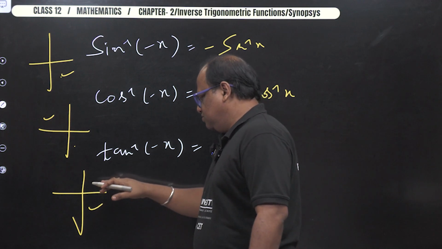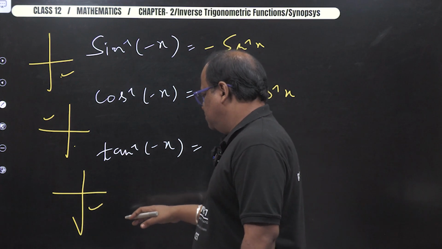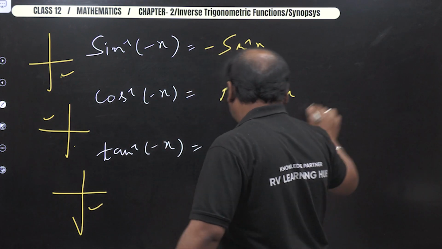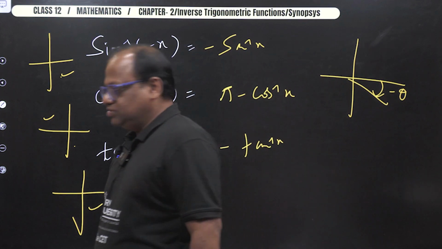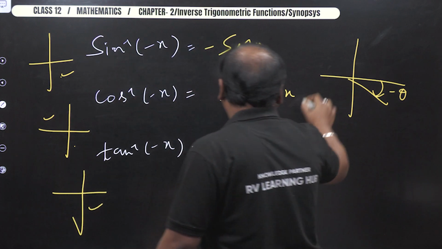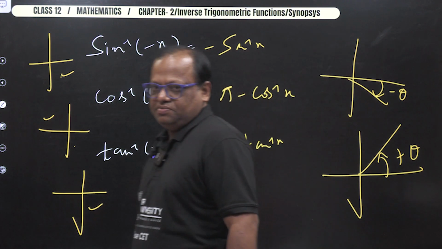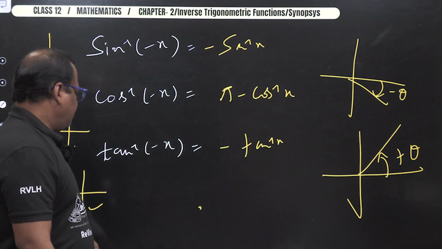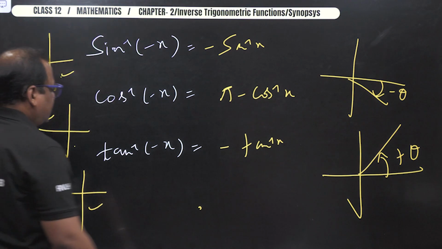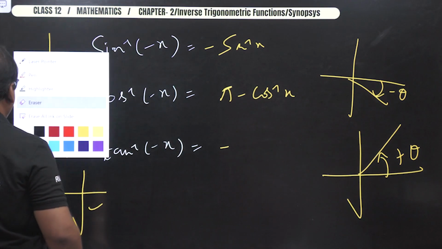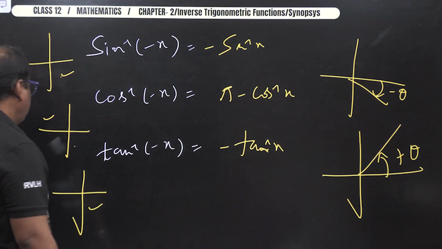So this is the positive direction of the x-axis. And this is the negative direction of the x-axis. We are coming this way, clockwise. So we call it minus theta. And the positive direction of the x-axis we call plus theta. So it is minus theta, minus tan inverse of x. Write it properly. Fair enough, students? Okay.